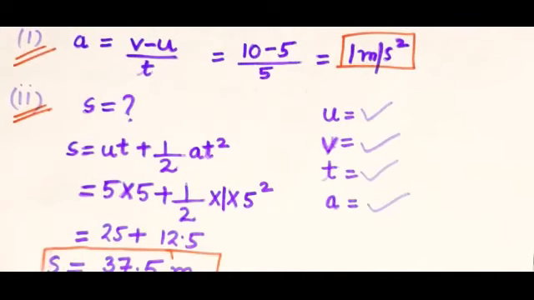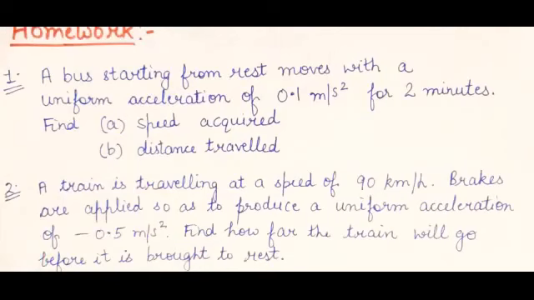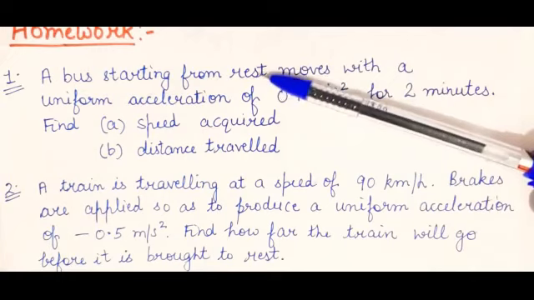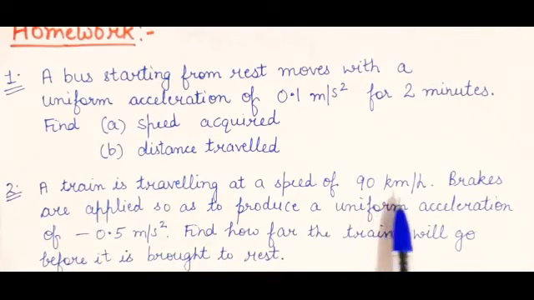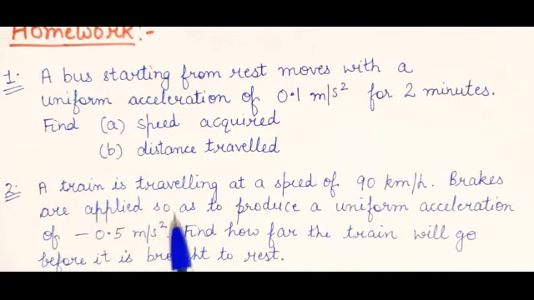So this was for today's lecture. Now what are your questions? Question number 1. A bus starting from rest moves with uniform acceleration of 0.1 meter per second square for 2 minutes. Calculate the speed acquired and the distance travelled. Rest means initial velocity is 0. Second, a train is travelling at a speed of 90 km per hour. Brakes are applied so as to produce a uniform acceleration of minus 0.5 meter per second square. Find how far the train will go before it is brought to rest.